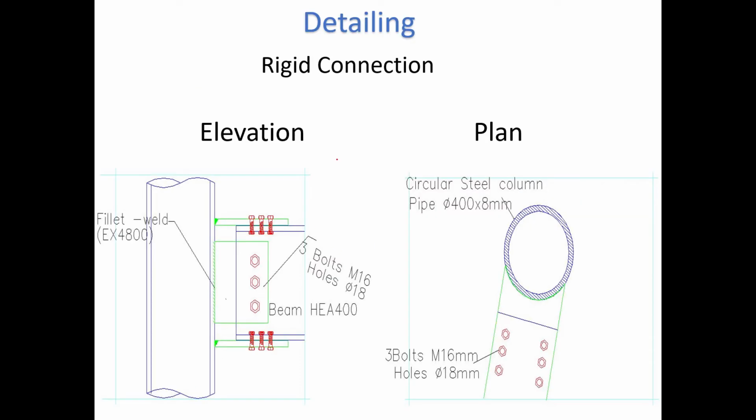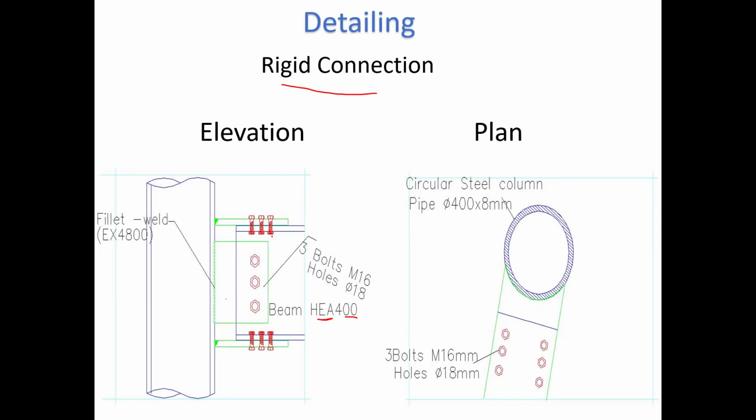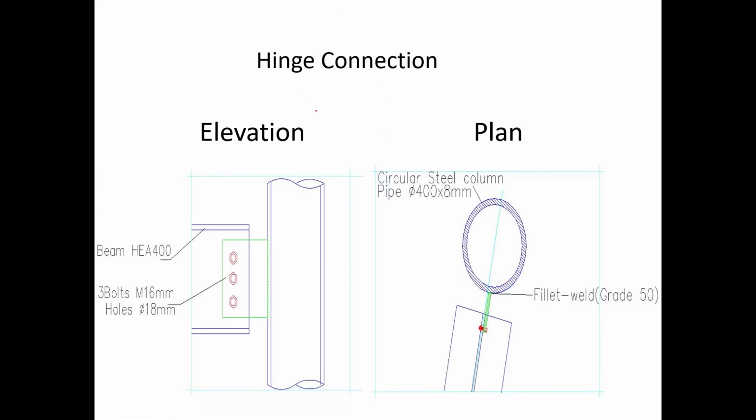Okay, so here we have detailing of a rigid connection between the beam and the column. Here we have a circular steel column, and a beam which is HEA 400. We have a connection; this is the stud or bolt. Here we have the hinge connection. We can check the difference between rigid, which is actually a fixed connection, and hinged.